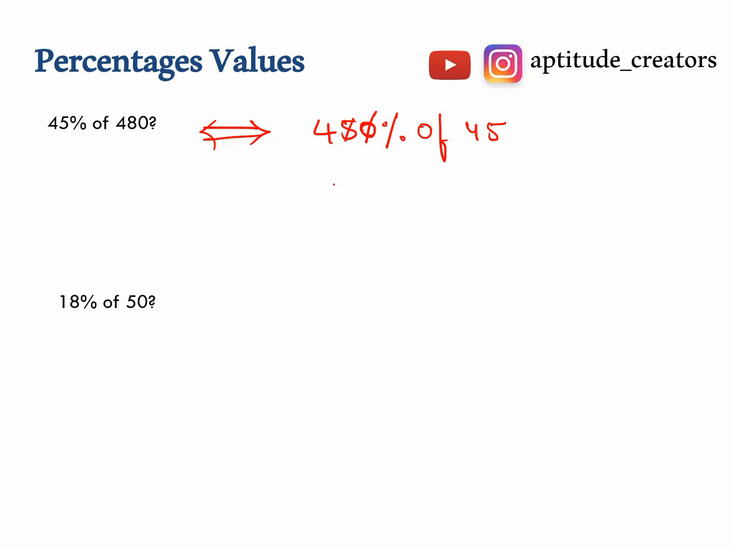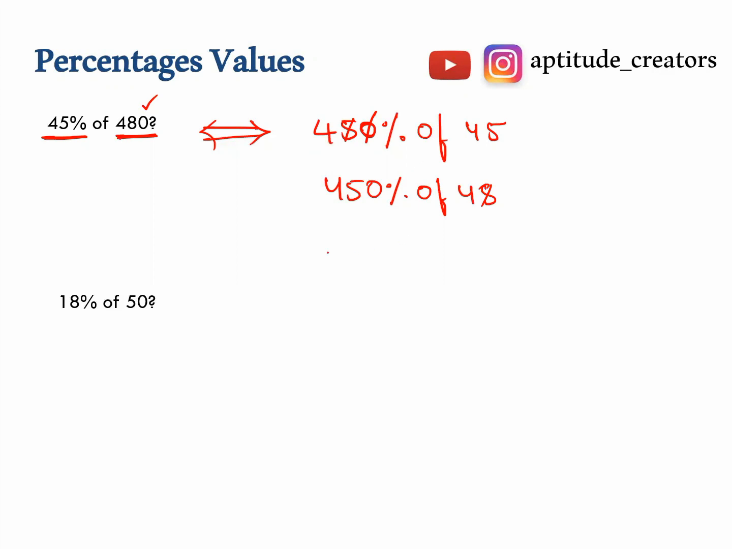That is, you can write it as 450 percentage of 48. Whatever the zero is here, you can write it after 45. Both will give the same result. Instead of calculating 480 percentage of 45, 450 percentage is somewhat quite simple.